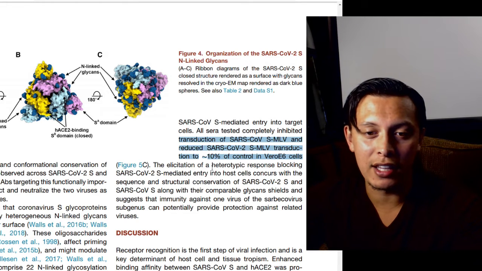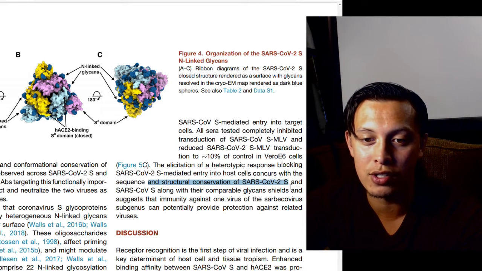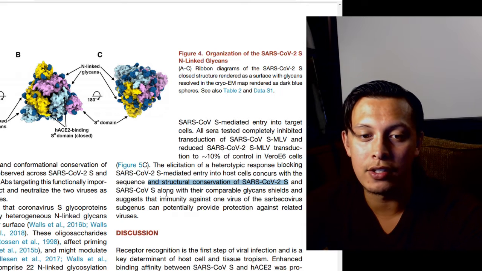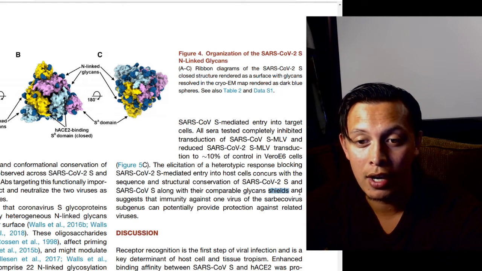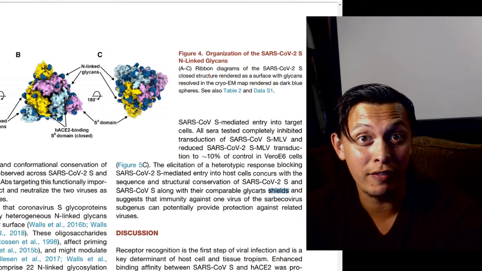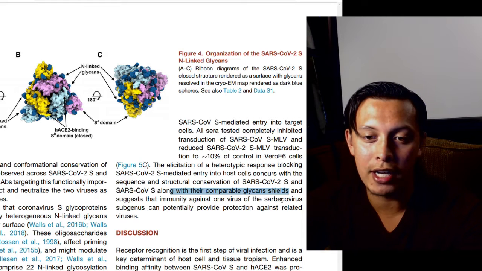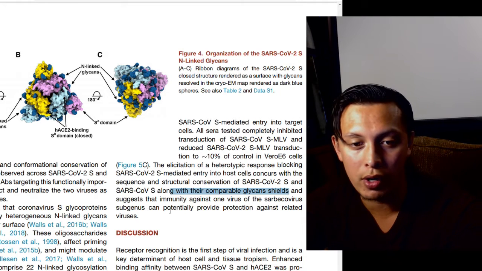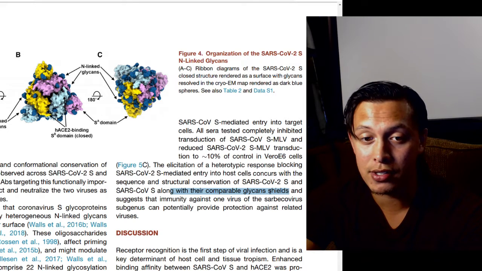So the elicitation of a heterotropic response blocking SARS-CoV-2 mediated entry into the host cells concurs with the sequence and structural conservation of the SARS-CoV-2 and the SARS-CoV-S, along with their comparable glycan shields, because they're shields, they are shielding the virus from your own immune system, and suggests that immunity against one virus of the SARS coronavirus subgenus can potentially provide protection against related viruses.